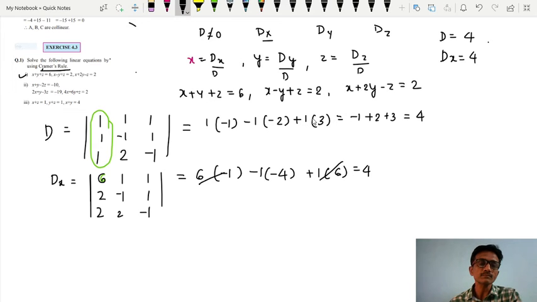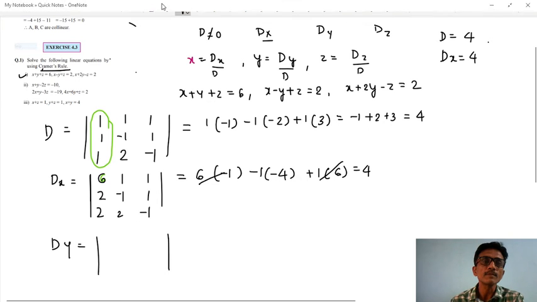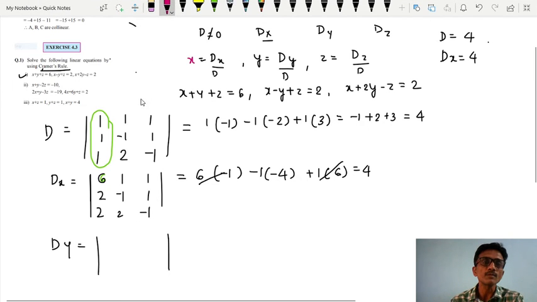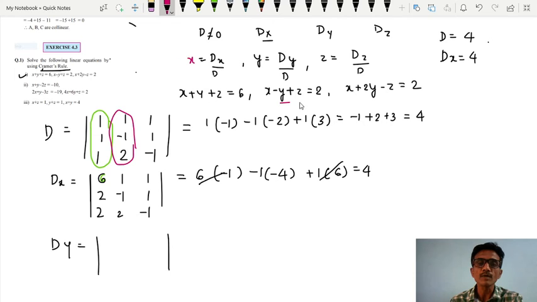Then you find Dy. So Dy is obtained from D. Again see, yes students, Dy is obtained from D. So what do we do in D? This column, what is it? Coefficients of y, 1, minus 1 and 2. So we have to replace these coefficients of y by the constants, that is 1, 1, 1 and here 6, 2, 2.